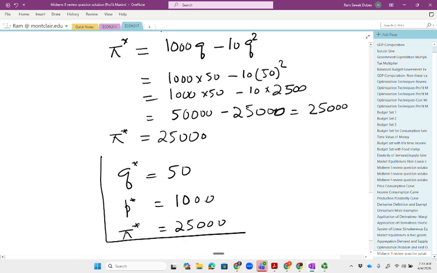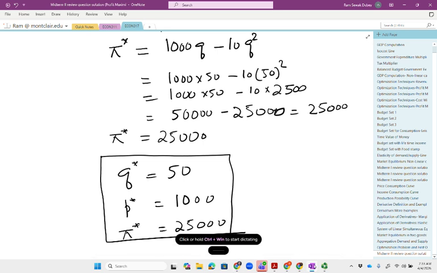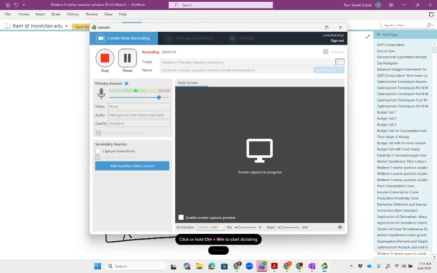We could also have calculated the profit as the difference of the total revenue and total cost, and that part I will leave it for you to verify that we will obtain the same answer even if we follow that one. And so this is a good point to stop.